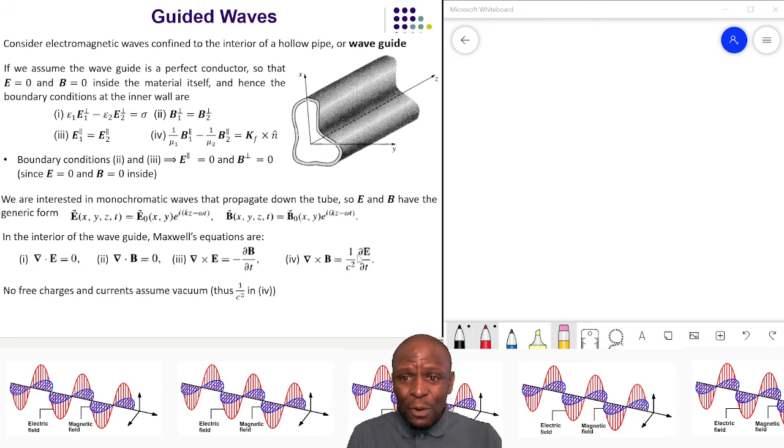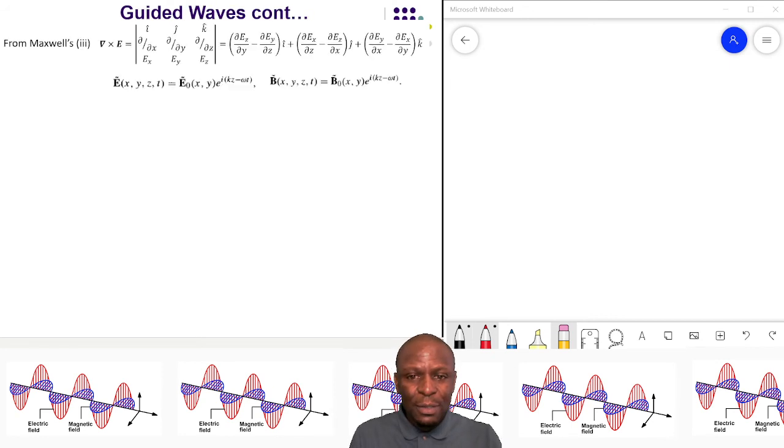Right, now this is 1/c because I'm talking about the interior, where there are no free charges, it's empty. That's why it's c, the speed of light. It's just like in vacuum. Right. Now, let us also talk about, from Maxwell's equations, the curl of E.